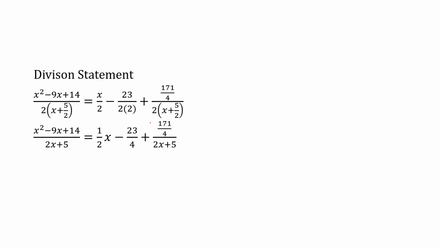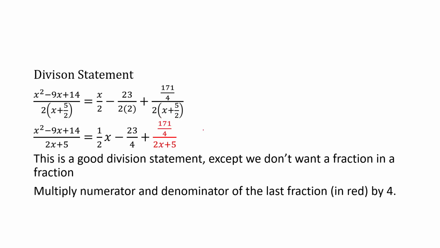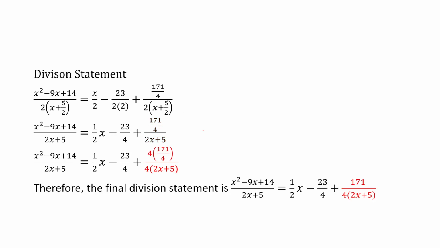However, I see that I've got a fraction in a rational expression. I don't like that. So let's multiply numerator and denominator there by 4. And when we multiply 4 by 2x plus 5, we then can multiply 4 by 171 over 4, which equals 171. And we get our final division statement as shown. And that is the end of our slideshow.